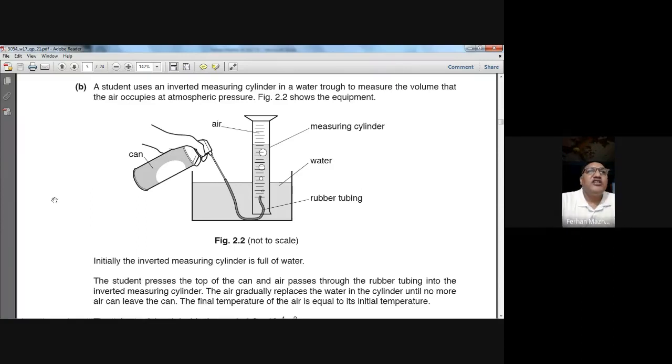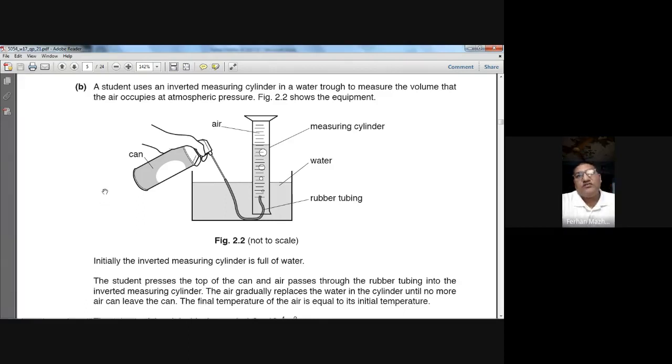So initially, the inverted cylinder is full of water. The student presses the top of the can and air passes through the rubber tubing into the inverted measuring cylinder. The air gradually replaces the water in the cylinder until no more air can leave the can. The final temperature of the air is equal to its initial temperature.